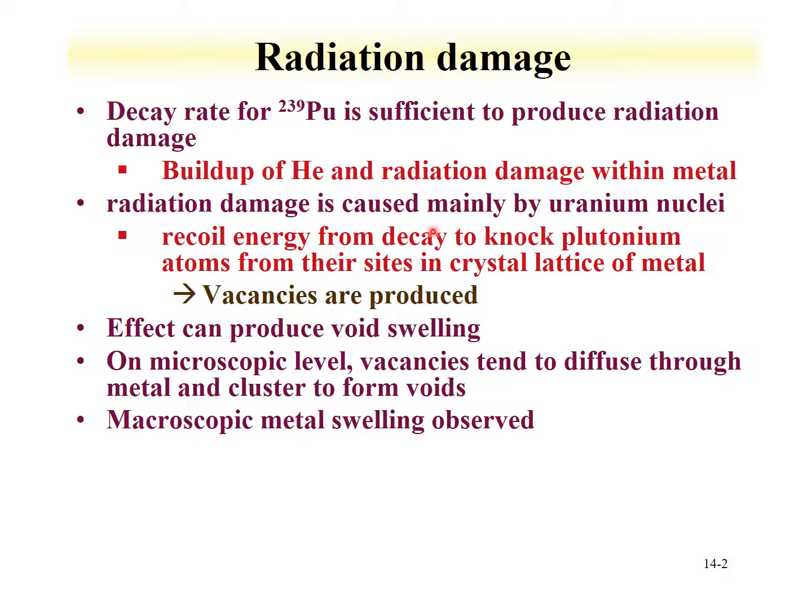In fact, the recoil of this uranium daughter is the prime generation of the radiation damage effects. This is due to the recoil energy. If you remember from the Q value, we can see how much of the energy goes into the alpha decay, and there's some that goes into the uranium daughter. It's on the order of keV, but that's certainly enough energy to knock atoms off their lattice sites, and vacancies are produced, and the net effect from both the helium and this radiation damage is void swelling. So on the microscopic level, the vacancies will diffuse together and cluster, and what's observed is that the metal swells.